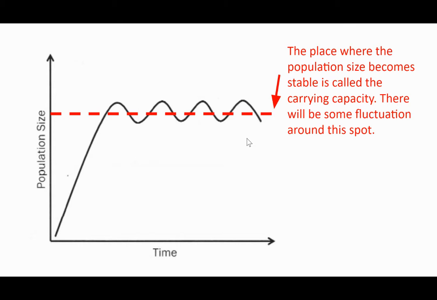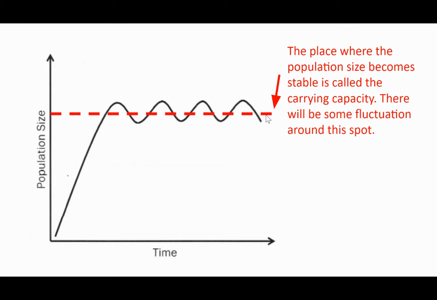So I've done that here. It's kind of start at the E here in size, right? And just go straight across with a dotted line. So this is the place where the population size kind of stabilizes. And so that is our carrying capacity.